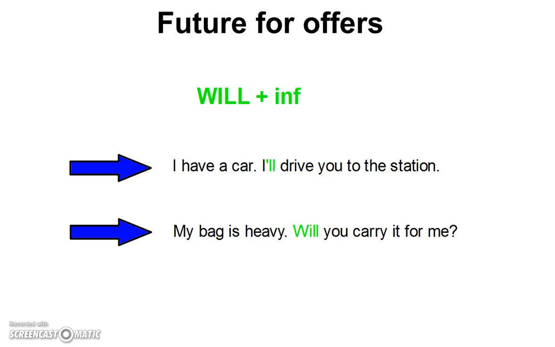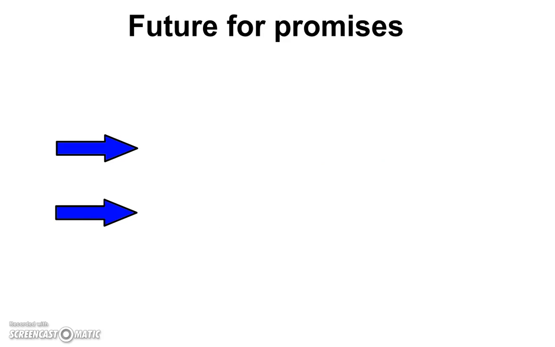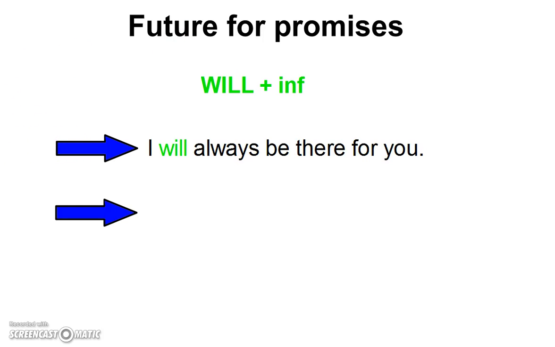Now, the last situation I want to discuss with you is promises. When you promise something, you clearly talk about the future, because the promise always is related to something that is going to happen in the future. In this case, again, I use will. For example, I will always be there for you. It's clearly a promise. And promise me you won't go. So again, I imply a promise in here. So I use will.